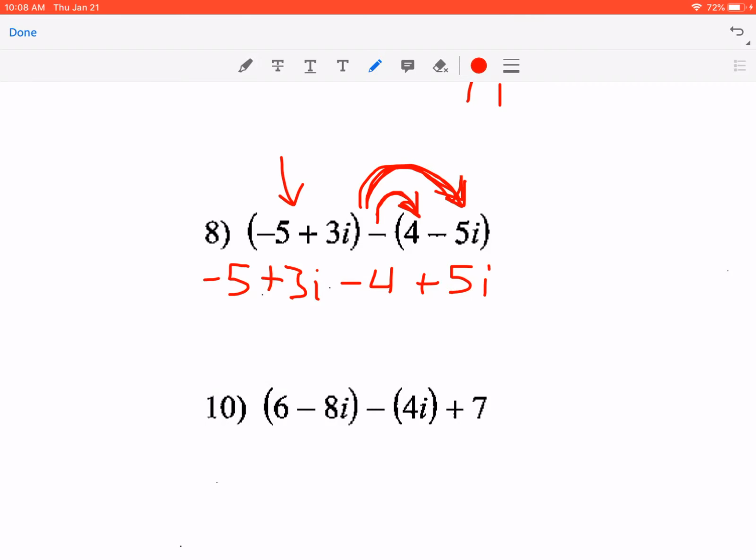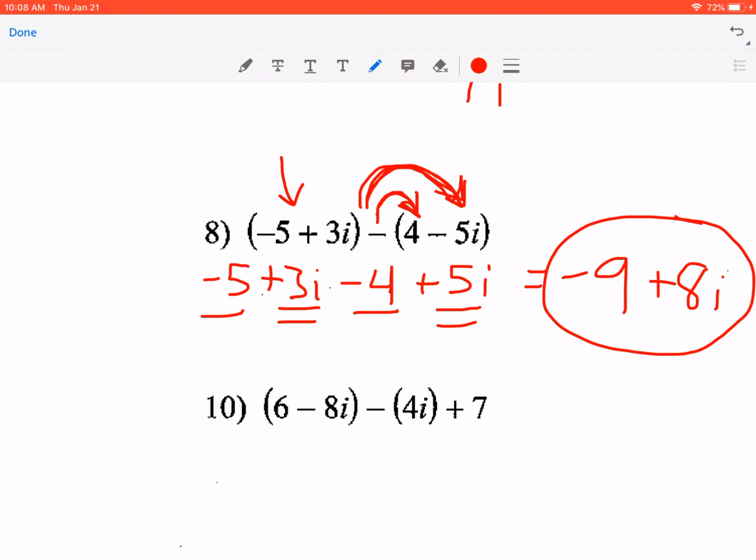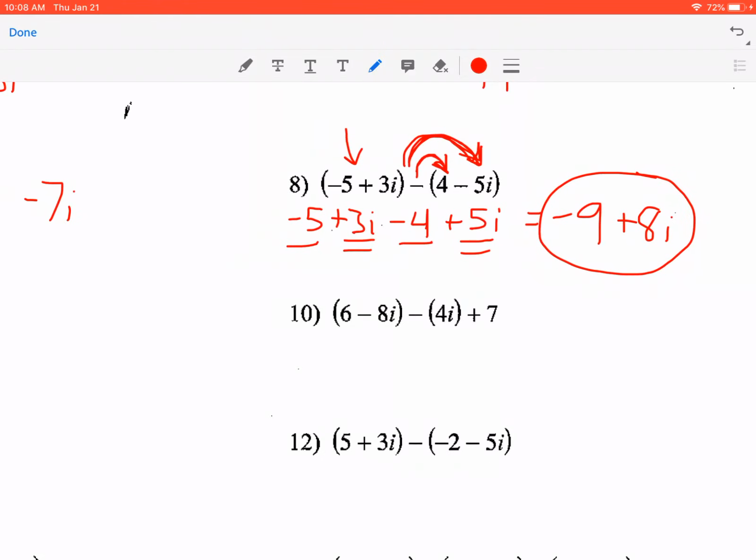And again, let's do your real numbers first. A negative 5 and a negative 4, that's negative 9. Do imaginary second. 3i plus 5i is plus 8i. That's the best you can do. Why do they not go together? Because real doesn't go with imaginary. All right?